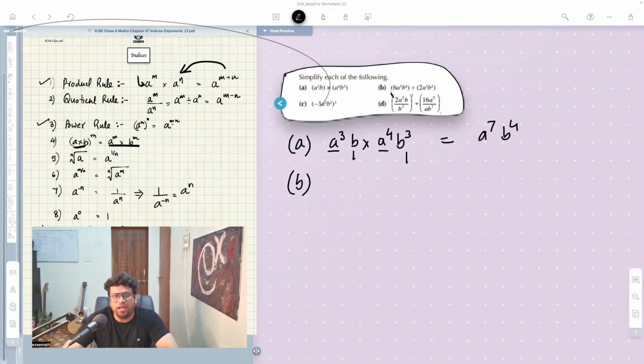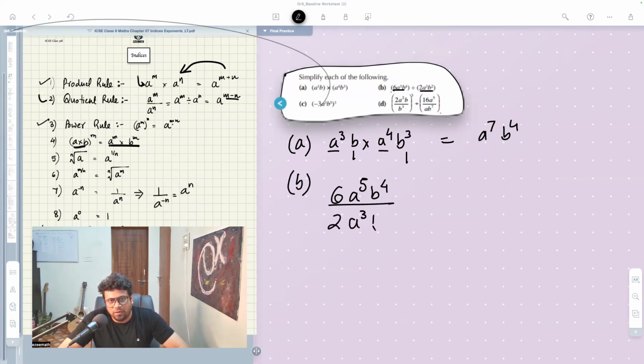Well, part b, where things are being divided, you use the quotient rule. a to the power of m divided by a to the power of n is a to the power of m minus n. If you are given 6a^5 b^4 divided by 2a^3 b^2, 6 divided by 2 is 3. a^5 divided by a^3 becomes a^2, and b^4 divided by b^2 becomes b^2, only because of the m minus n rule. 5 minus 3 is 2, 4 minus 2 is 2, and that's your answer.